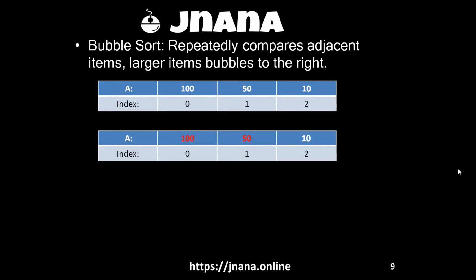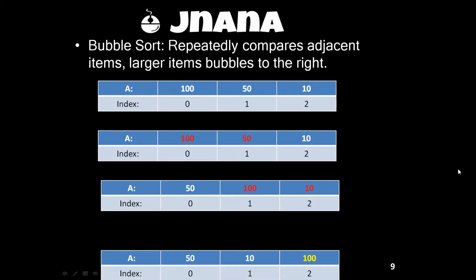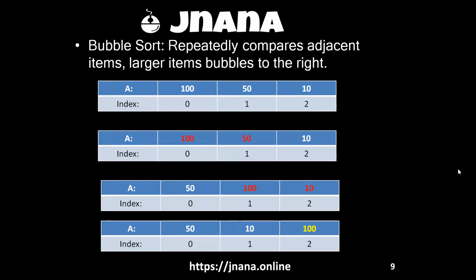So we are comparing 100 first, then we have swapped. Here we can see 50, 100 and 10. Then we will compare 100 with 10. Because 100 is greater than 10, that will bubble to the right. It will move to the right. Then 100 and 10 are swapped. So now the array is 50, 10 and 100.